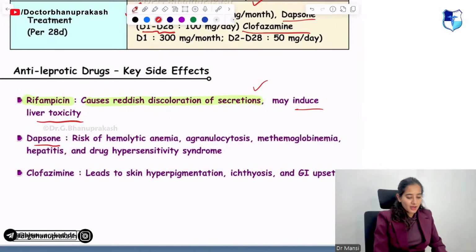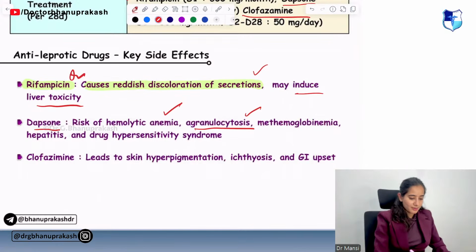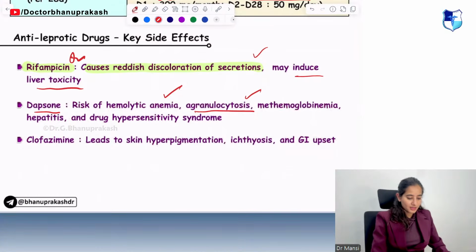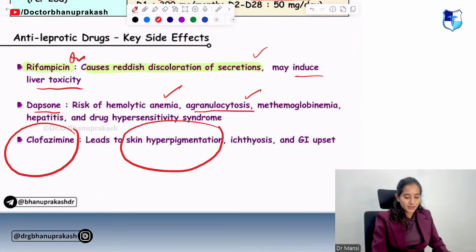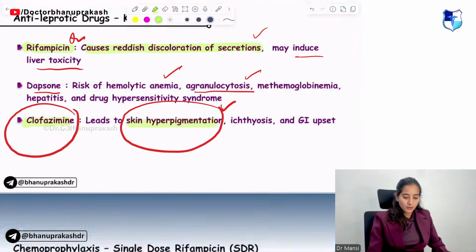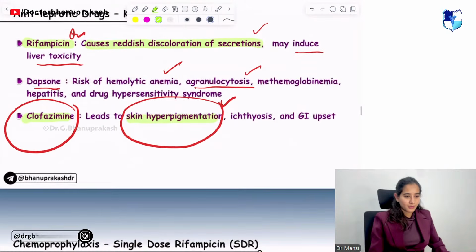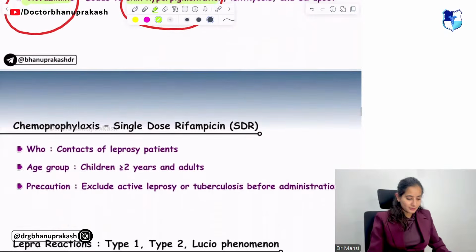And then with dapsone, we have the risk of hemolytic anemia, agranulocytosis and hypersensitivity syndrome. But most important is rifampicin, which has been previously asked as well. And then clofazimine causes skin hyperpigmentation. I would ask you to at least remember these 2, the highlighted ones, for now. And if you can remember more, then that is okay as well.